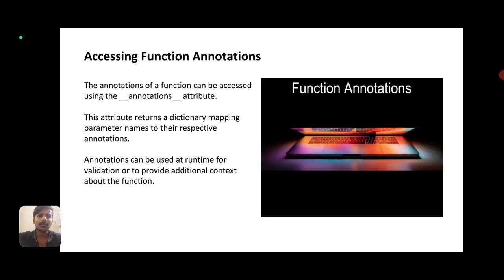Accessing function annotations. The annotations of a function can be accessed using the __annotations__ attribute. This attribute returns a dictionary mapping parameter names to their respective annotations. Annotations can be used at runtime for validation or to provide additional context about the function.